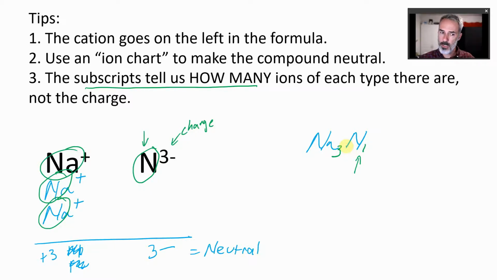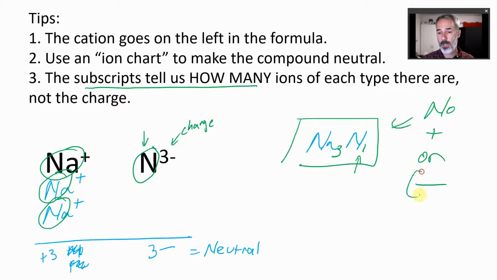So we're using the charge to figure out how many of each ion we need. But other than that, the charge doesn't end up in the final product. Notice there are no positives or negatives in the final product because those are just telling us how many of each type we have. All right, it's going to get easier as we go.